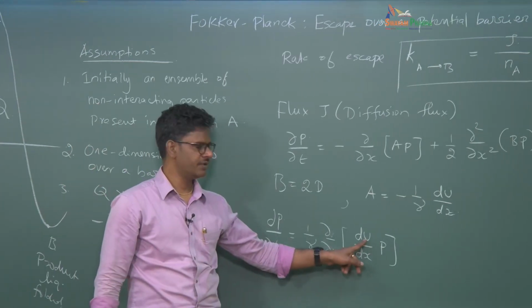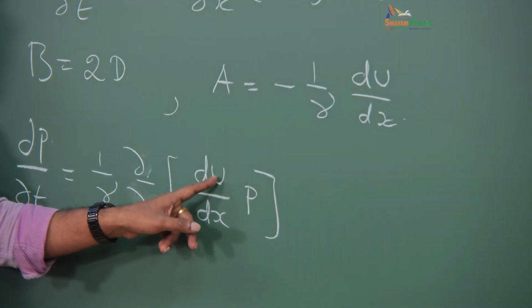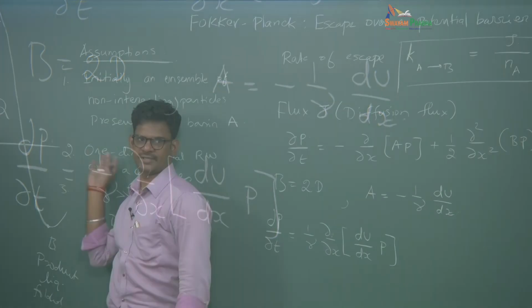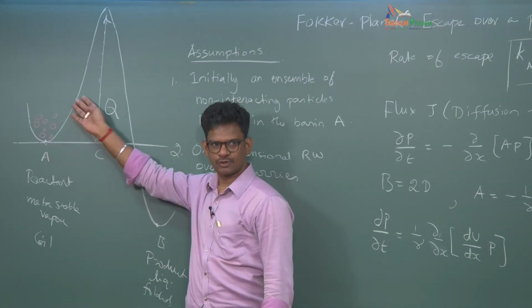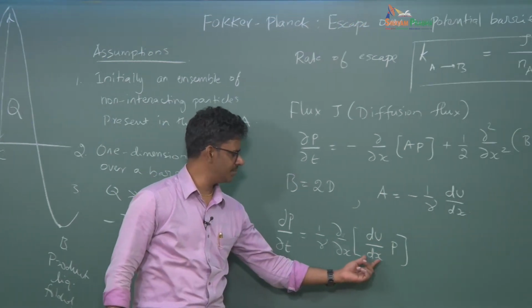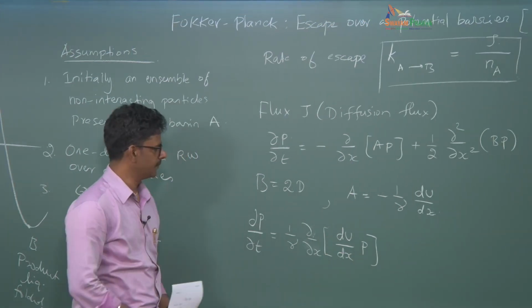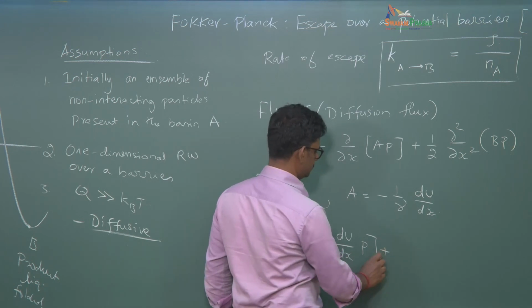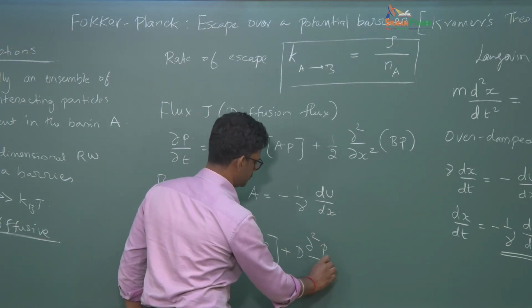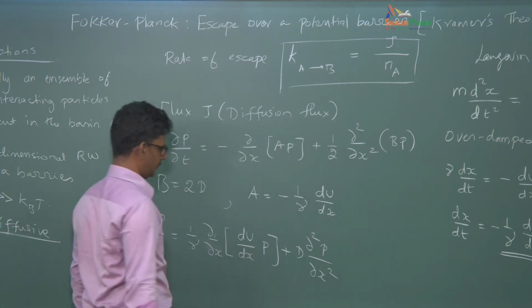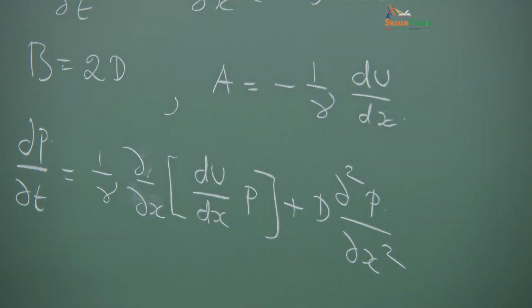Note that I have not given the functional form of U yet. Okay, so U is the total potential for the entire range of X. So we have not given the actual functional form. So until then, we will just keep this as a derivative as such. So here you have, okay, so this is our Fokker-Planck equation.